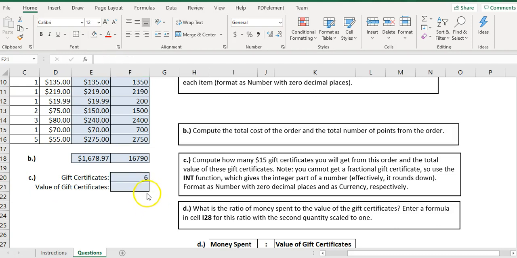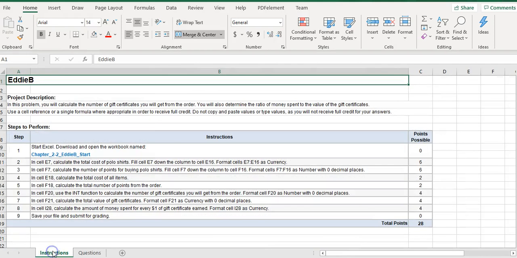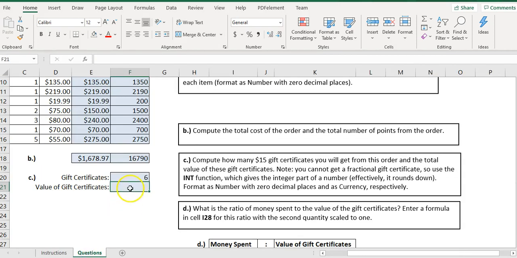Okay, so once you've got the correct number of gift certificates, each certificate is worth $15. So that means this 6 certificates that I got, I can multiply that by $15 to figure out the value of my certificates. So I want you to do your formula in cell F21. And let's see what we talk about for formatting. In F21, it should be formatted as currency with no decimal places. Okay? So I want you to calculate the value of the gift certificates.